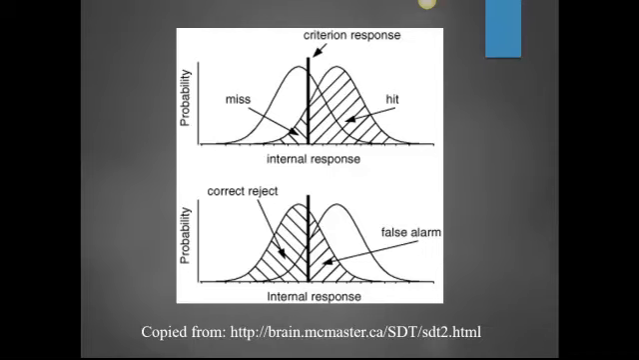So you can see as you move that criterion response along that x-axis, you can increase the misses and decrease the hits, and you can also increase the correct rejections and decrease the false alarms by moving to the right.